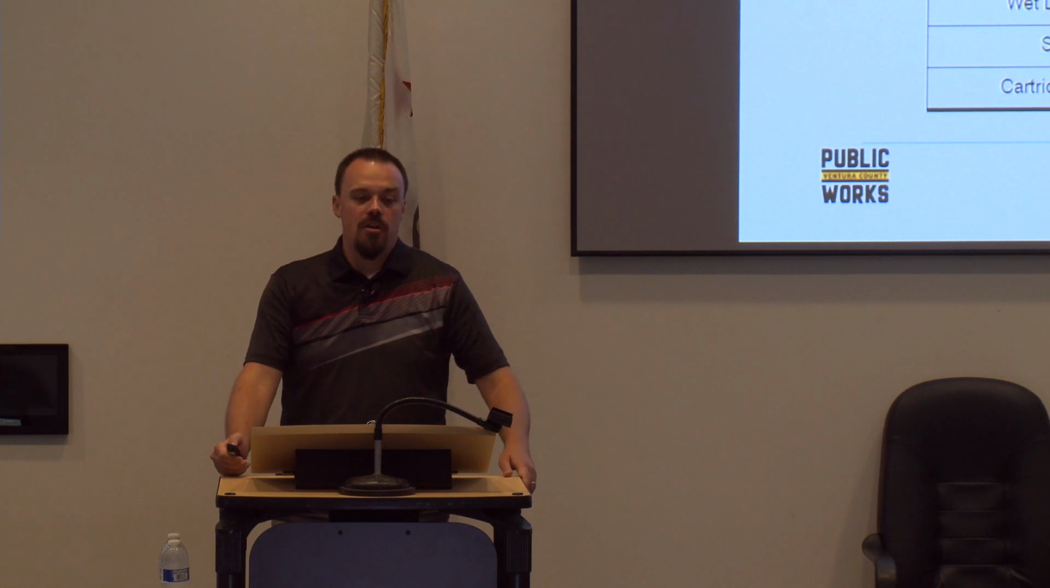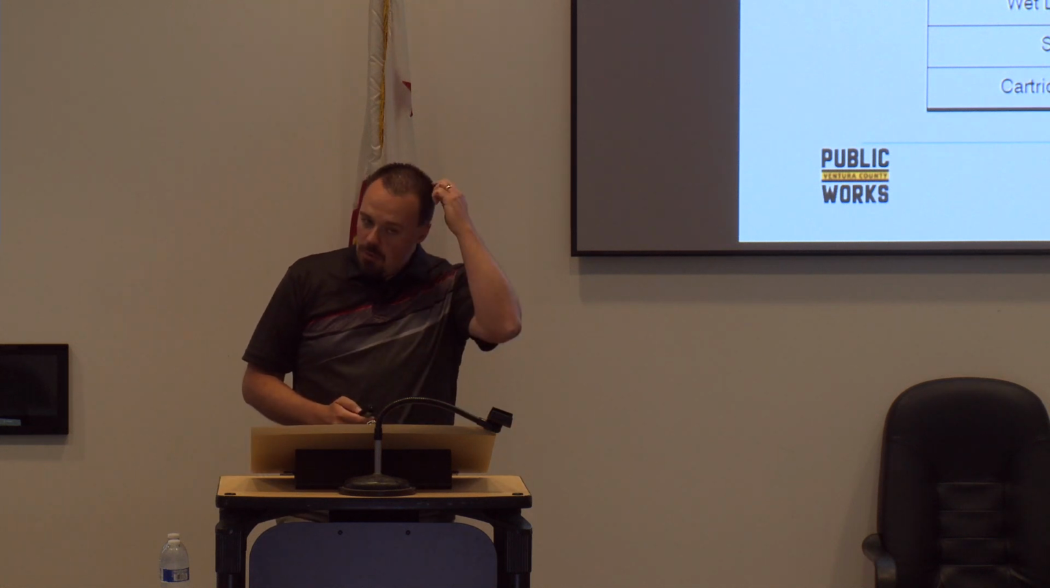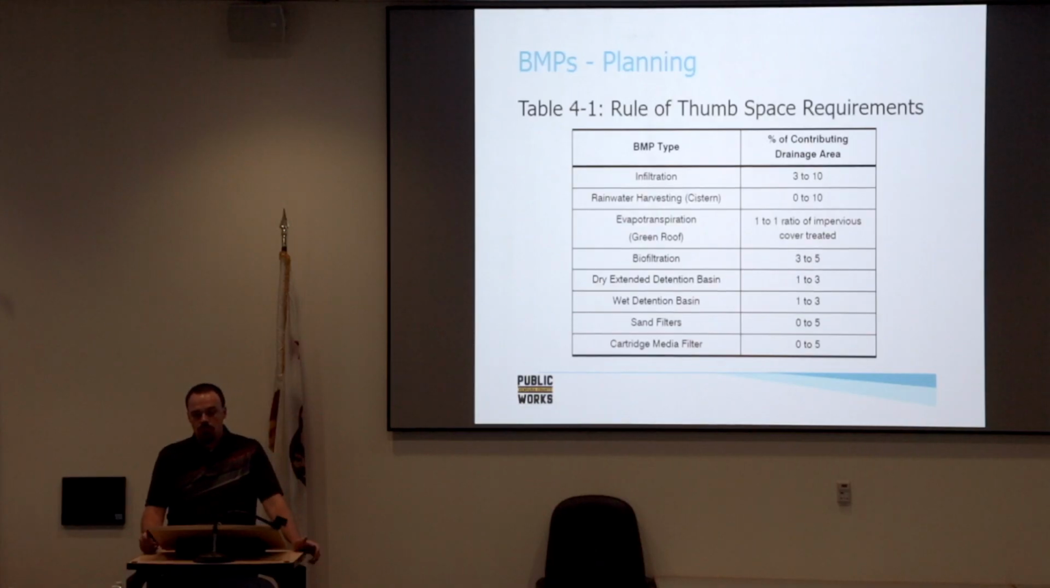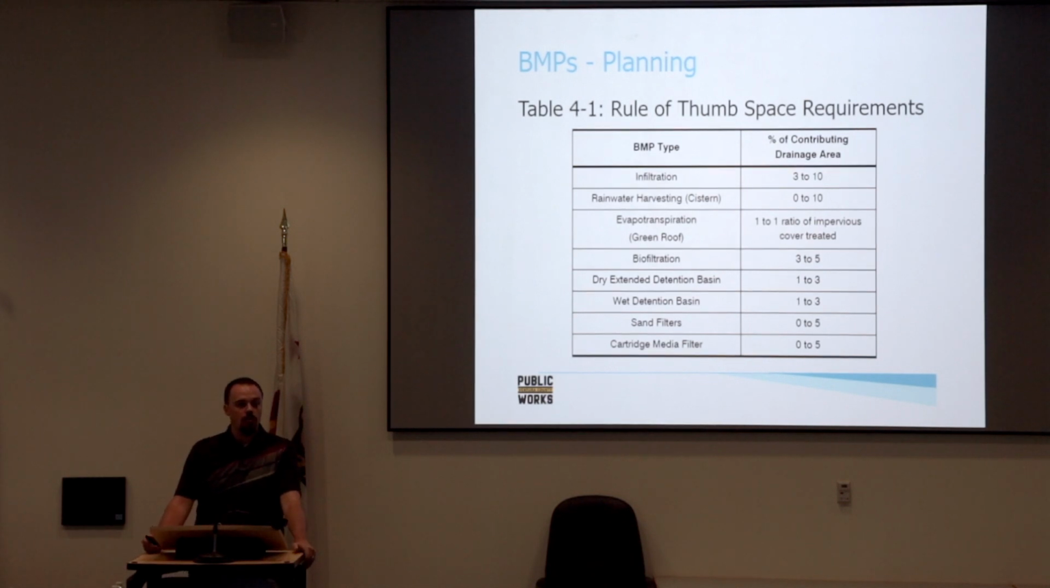For planning your BMPs, Table 4.1 outlines the general rule of thumb requirements for post-construction BMPs. So if you're doing infiltration, you should generally plan to have 3 to 10% of your site dedicated to it. Obviously that can change if you're doing subsurface infiltration, so you can put it beneath your street or beneath the sidewalk, things like that, so you don't lose any surface use. But these are just general rules of thumb. Biofiltration, sand filters, 0% to 5%, cartridge media filters, same thing.